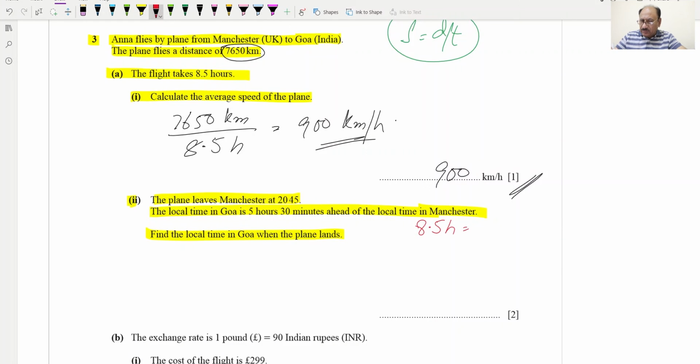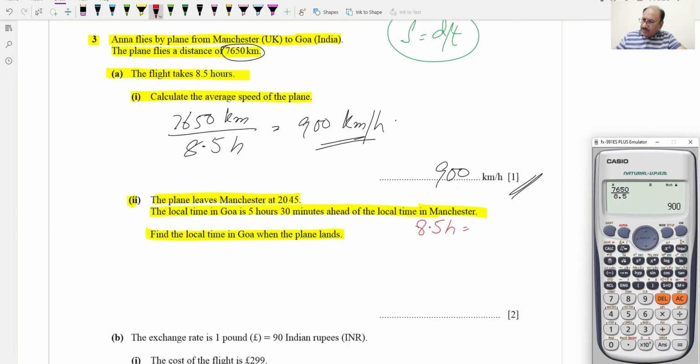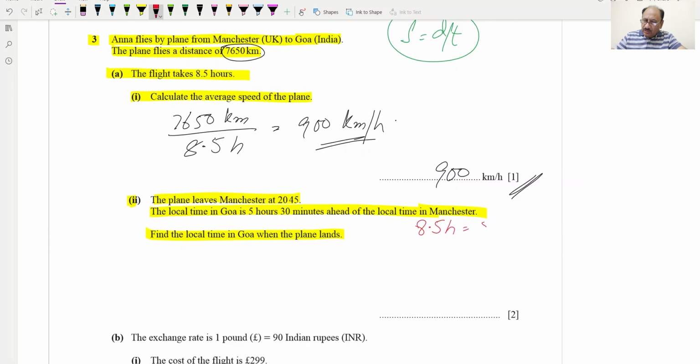It means we can check by the calculator itself. So 8.5 and press equal to, and this is the decimal value. Now press the time button, and it is showing 8 hours and 30 minutes. So we can write 8 hours and 30 minutes. Now this is the time of flight.